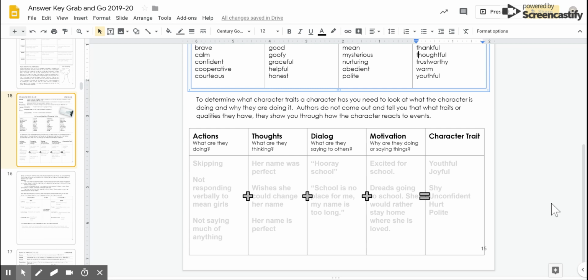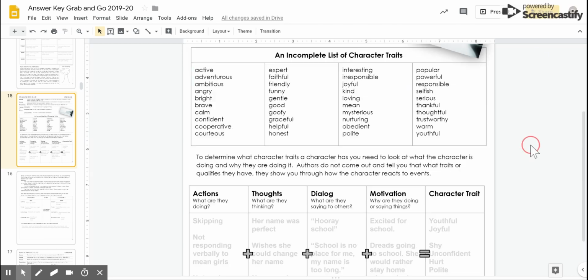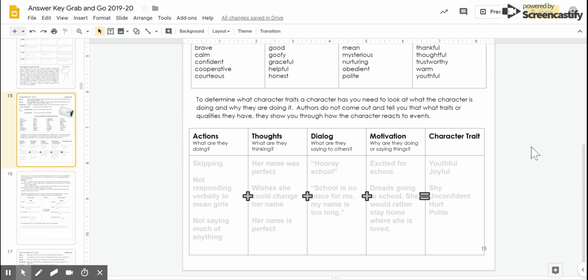To determine what character traits a character has, you need to look at what the character is doing and why they're doing it. Authors do not come out and tell you what traits or qualities they have. They show you through how the character reacts to events. We are going to use Chrysanthemum as our example.